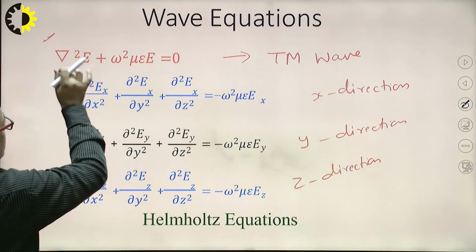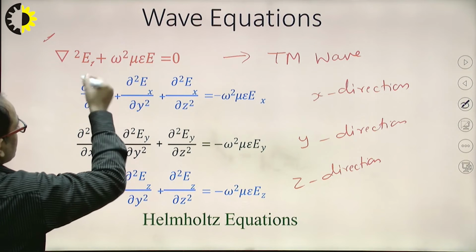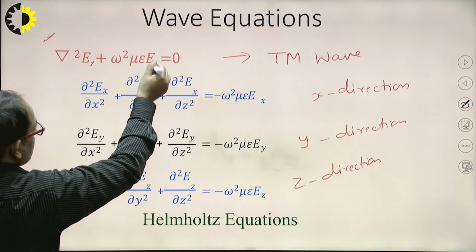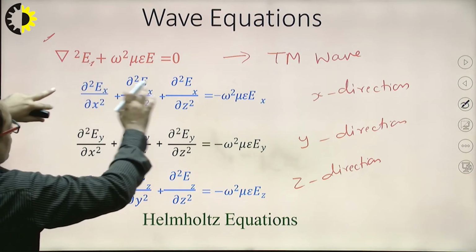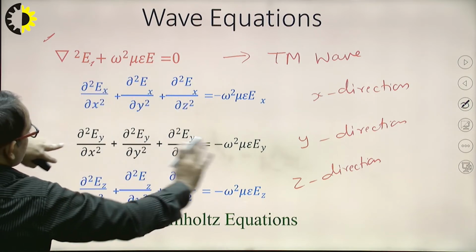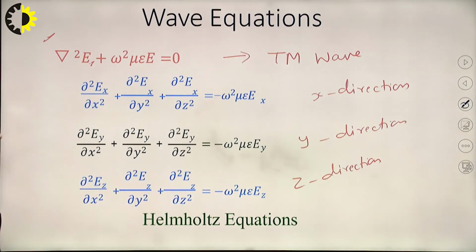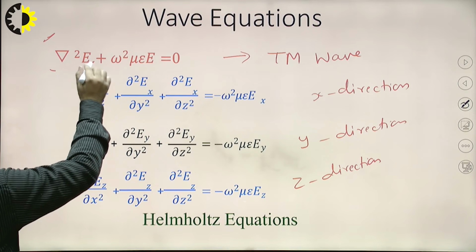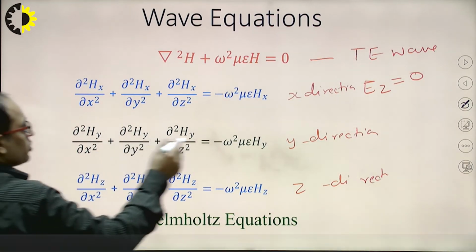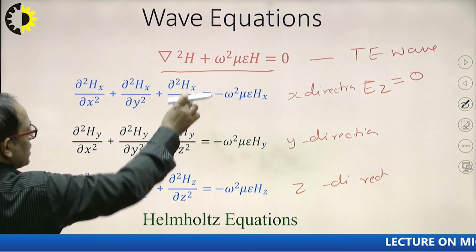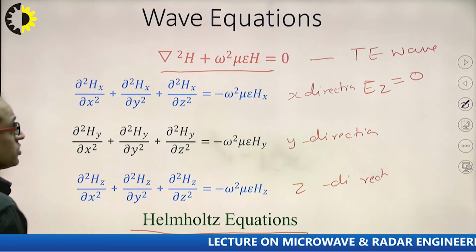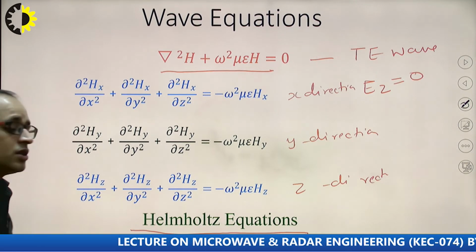Now see, for the TEM mode, del square E plus omega square mu into epsilon E equal to 0. Expand this equation in terms of X, this equation in terms of Y, and this equation in terms of Z. Clear? Now the terms in the X direction will be this one, then Y direction and Z direction. Clear? Similarly for the TE mode, expand in the X direction, Y direction, Z direction. Clear? And these equations are known as the waveguide equations, or wave equations, or you can say Helmholtz equations.